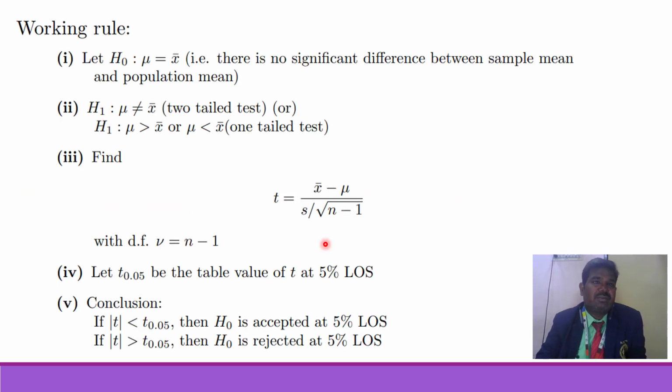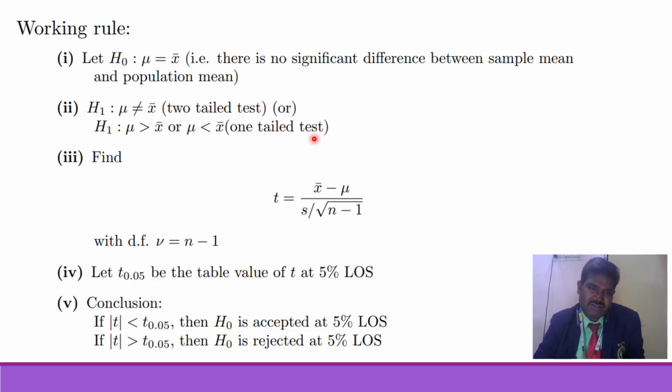Now we see the working procedure for applying this test. First we choose H naught: mu equals x bar, that is, there is no significant difference between the sample mean and the population mean. H1 may be any one of the alternative hypotheses, namely mu not equal to x bar, so we use it as a two-tailed test, or H1 may be mu strictly greater than x bar, or mu strictly less than x bar.